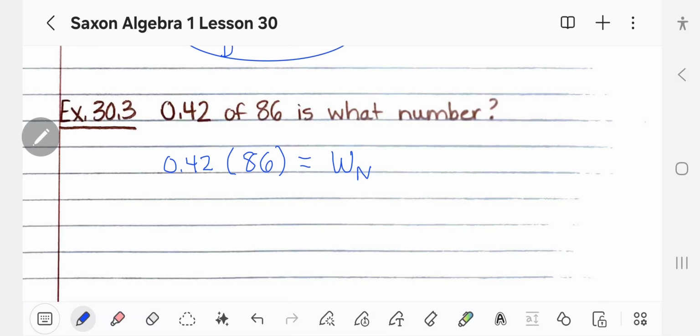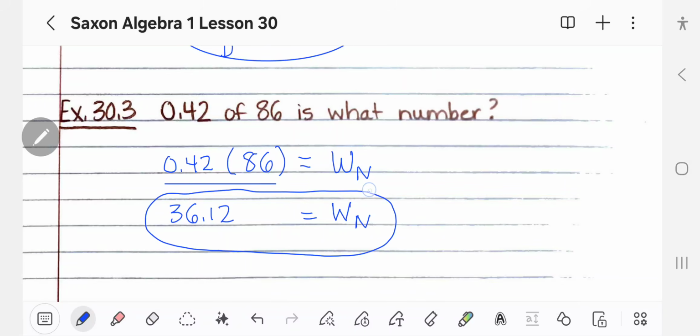Okay. Now we don't have to solve an equation because the variable is already by itself. And since that variable is already by itself, all we have to do is work out this computation, and we find out that we get 36.12 when we do this. And that is what number? And that's about what we expected. We said we thought it was going to be less than 43, and it is. It's less than that, so it gave us a ballpark idea.